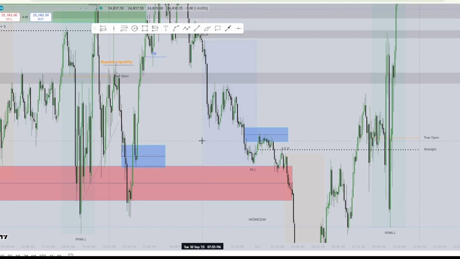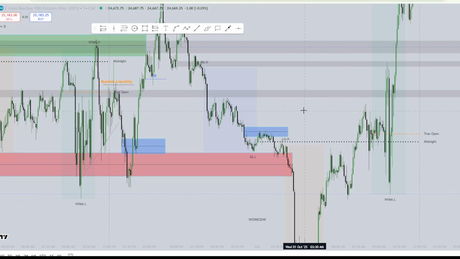Not saying it doesn't work. Not saying if you do trade support and resistance, it doesn't work. It's just the way I'm looking at ICT standards. I'm looking at that as liquidity, and so I'm looking to target those positions.